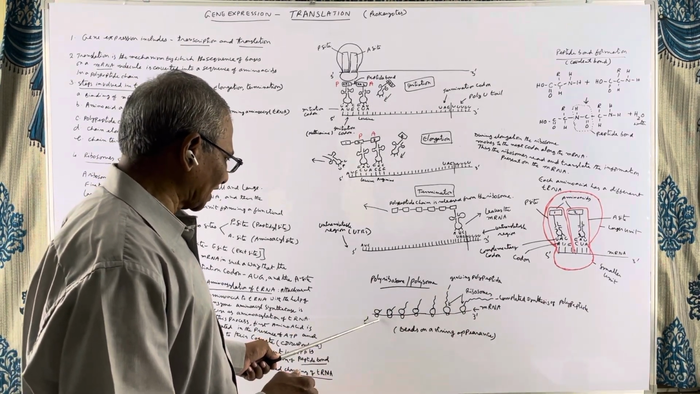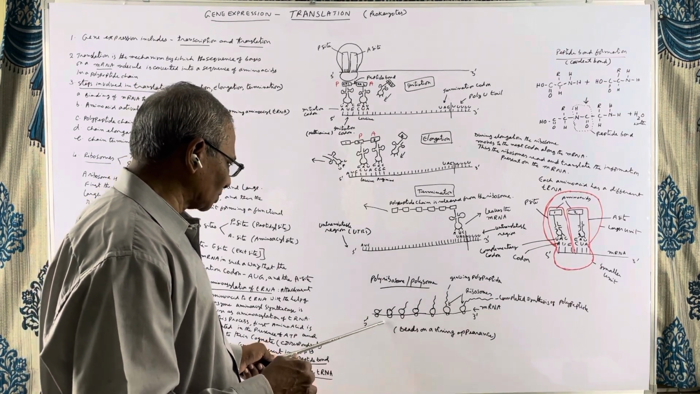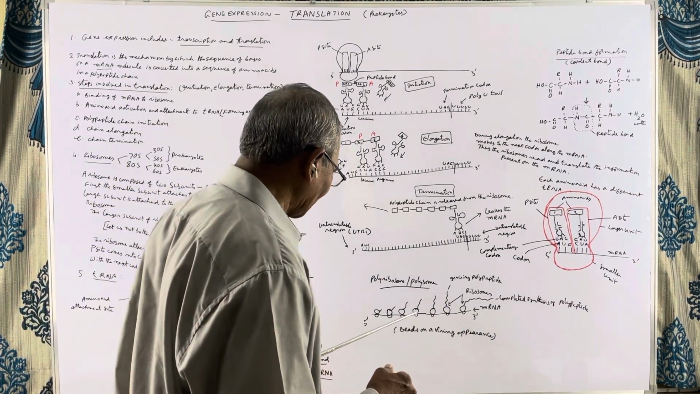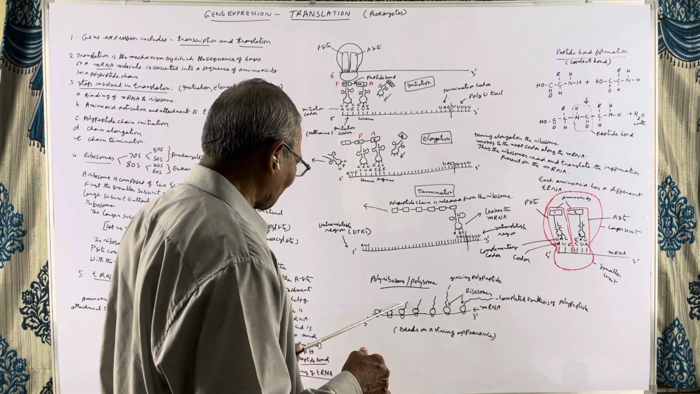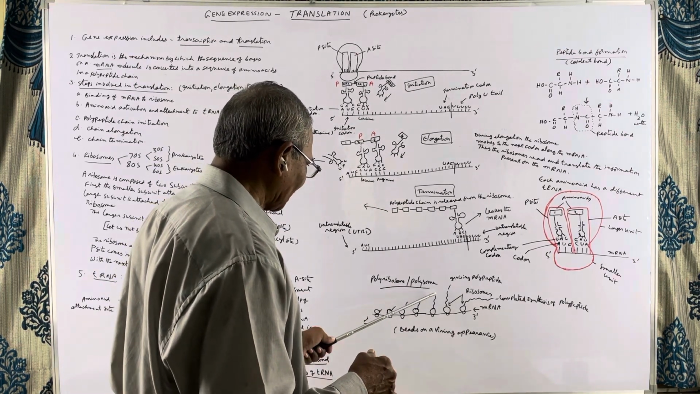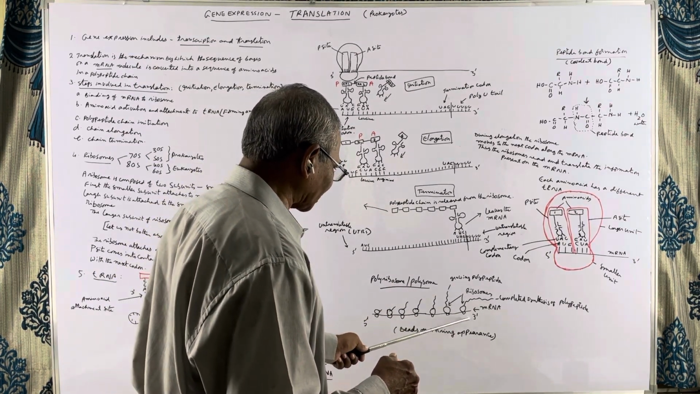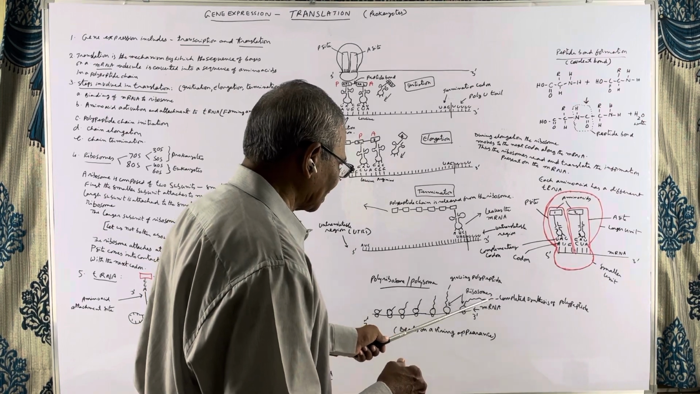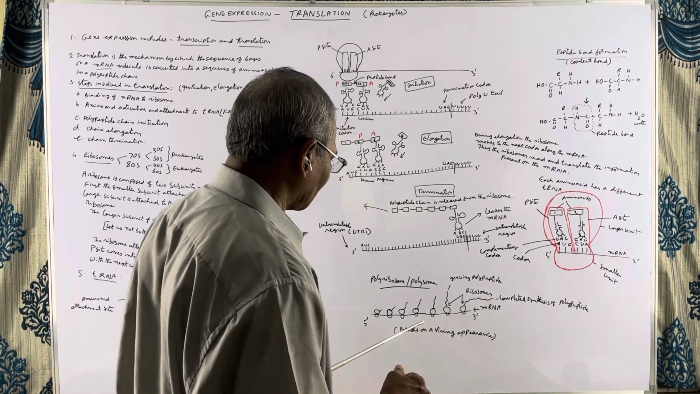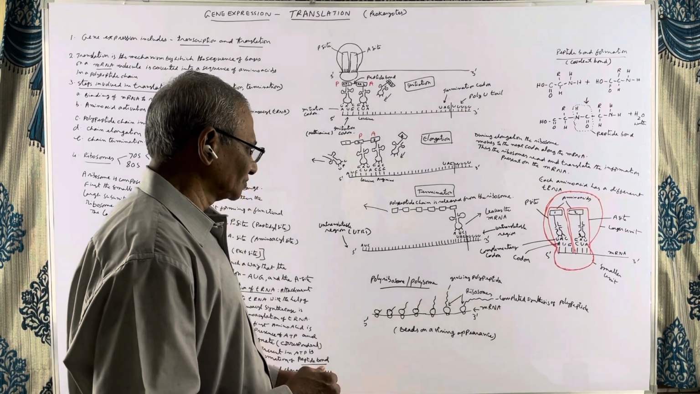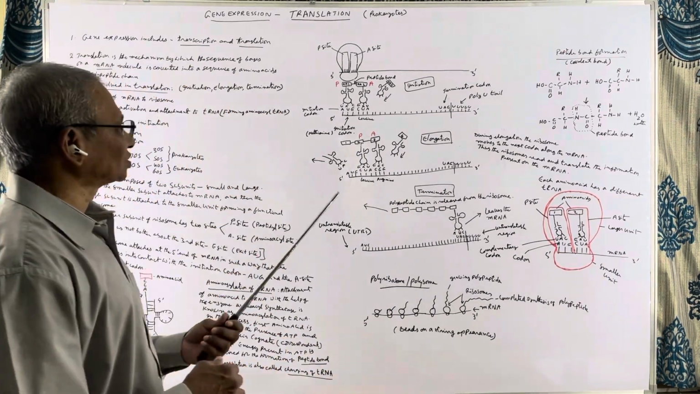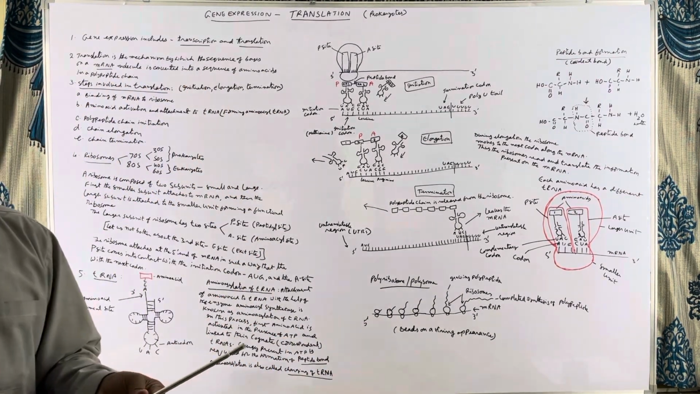Let us say first a ribosome has attached here. As it moves along the length of the mRNA, the protein or the polypeptide chain gets elongated, and by the time it comes to the end of translation, a complete polypeptide molecule is formed and it is released. So in this way, translation takes place in eukaryotes.